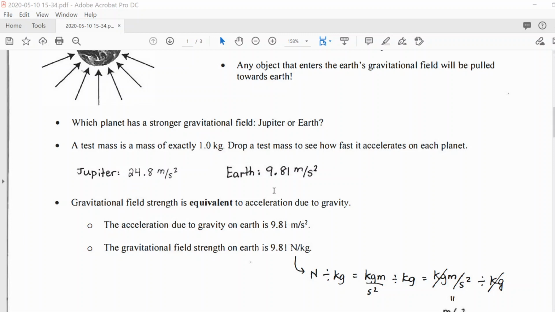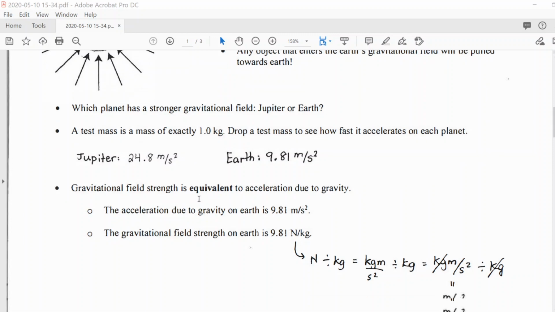If you do the same experiment here, if you take something that is 1 kilogram and you drop it here on Earth, it's still going to accelerate, but at only 9.81 meters per second squared. What we can infer from this is that Jupiter must have the stronger gravitational field because objects dropped there are affected by gravity more than they are here.